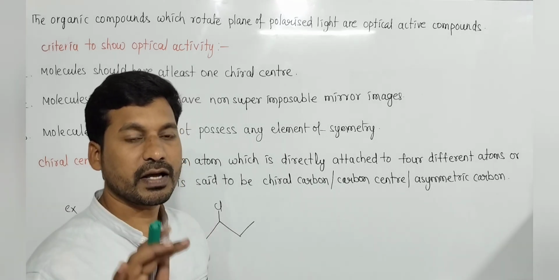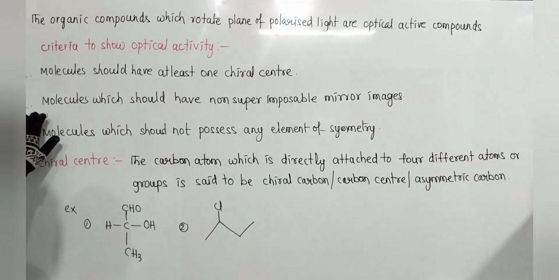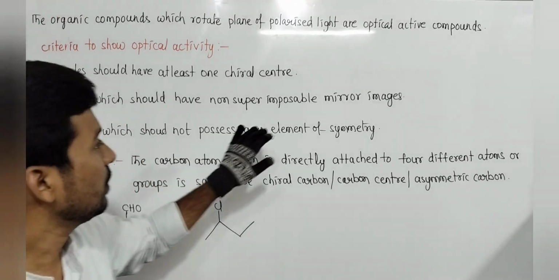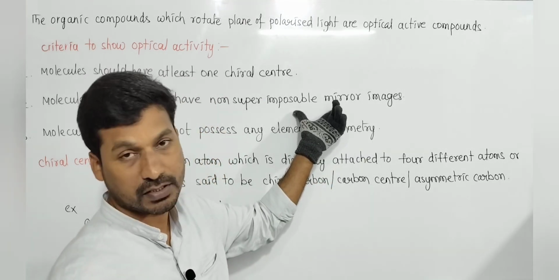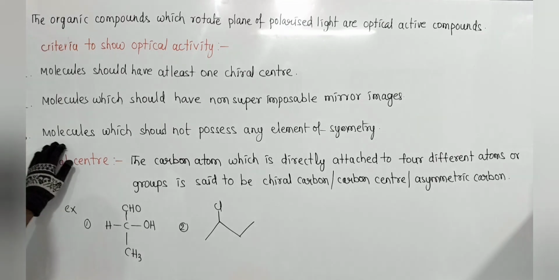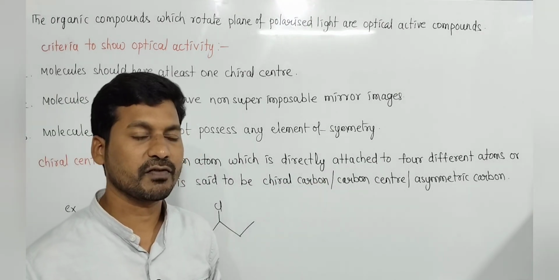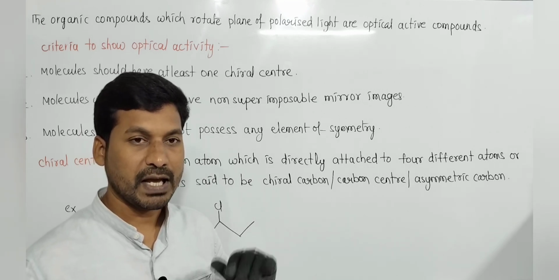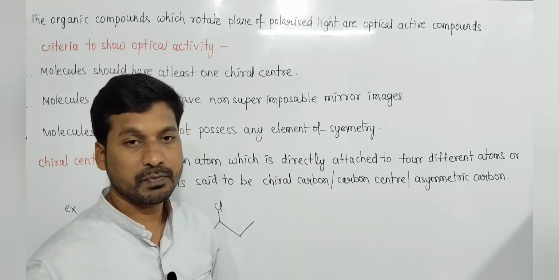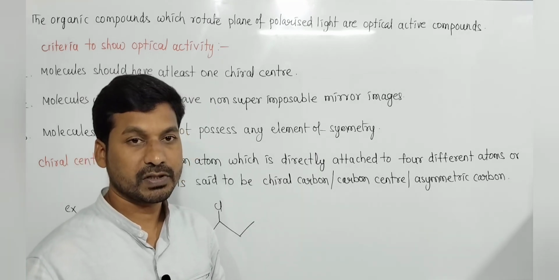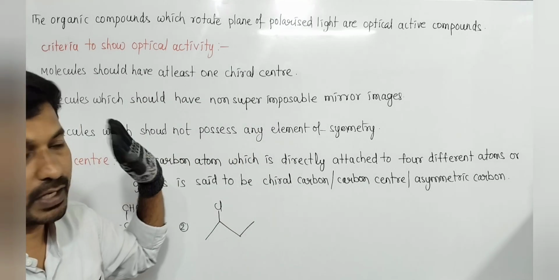The molecule must have at least one chiral center, or maybe more than one chiral center. So at least one must be present. The molecule should have a non-superimposable mirror image. I will explain non-superimposable mirror images. Next, the molecule should not possess any element of symmetry: center of symmetry, axis of symmetry, or plane of symmetry. No symmetry should be present in the molecule. Only such molecules are optically active.